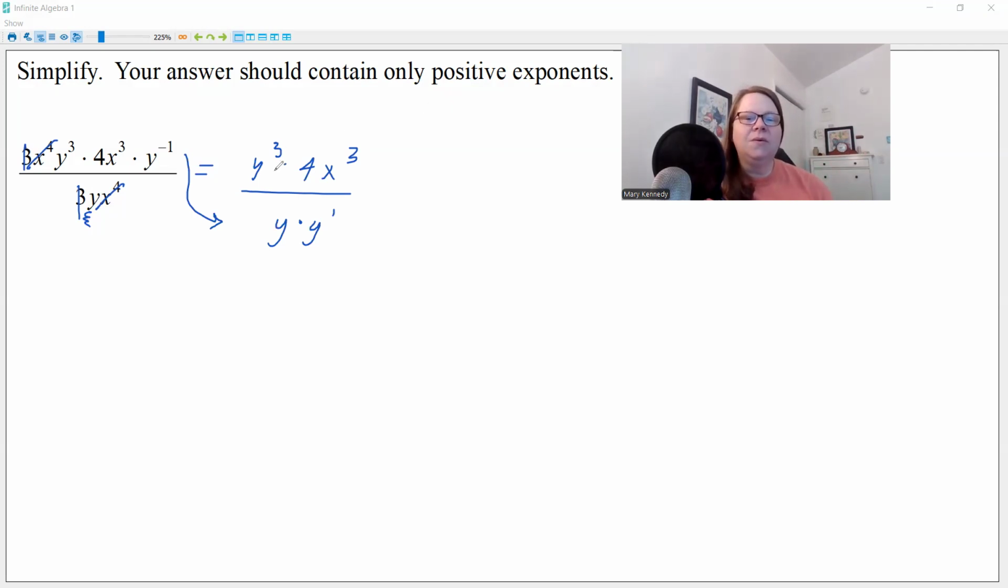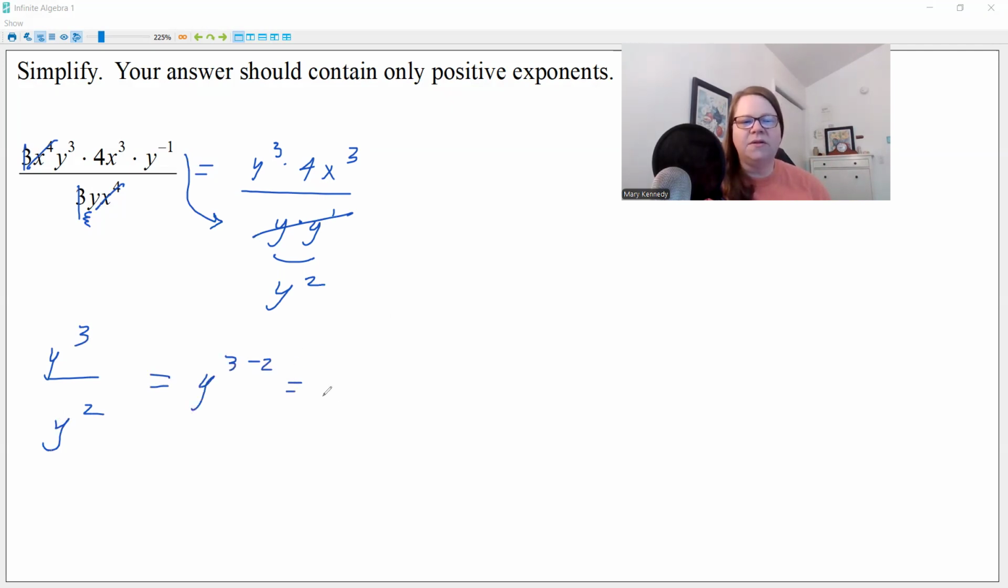Okay, so now I'm looking to see what do I have here. So at least on the bottom, I know y times y, that's y squared, right? So I have y cubed over y squared. And remember, there's a couple of good ways to do this. You can subtract the exponents.